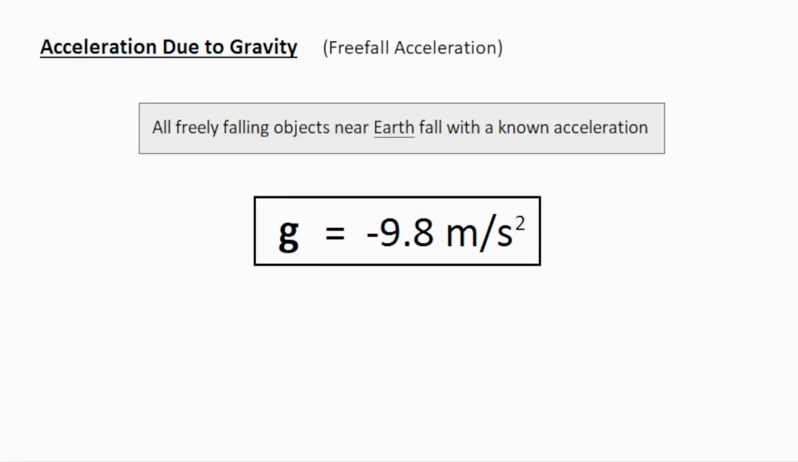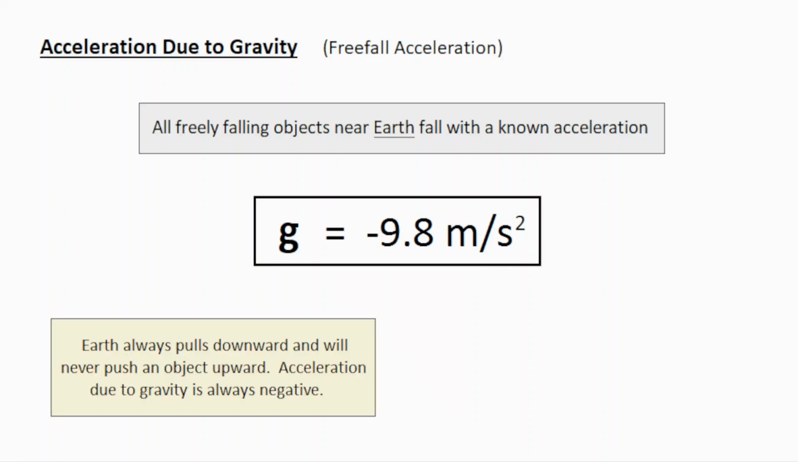Next, looking at acceleration due to gravity, sometimes referred to as free fall acceleration. All freely falling objects near Earth fall with a known acceleration value. The variable for acceleration due to gravity is lowercase g, and the value is negative 9.8 meters per second squared. Now the negative is there because Earth always pulls in the downward direction. It will never push an object in the upward direction, so acceleration due to gravity is always a negative number.